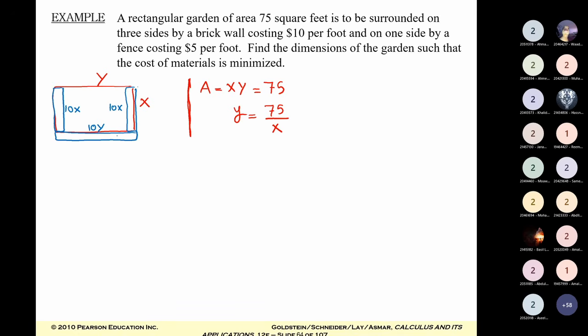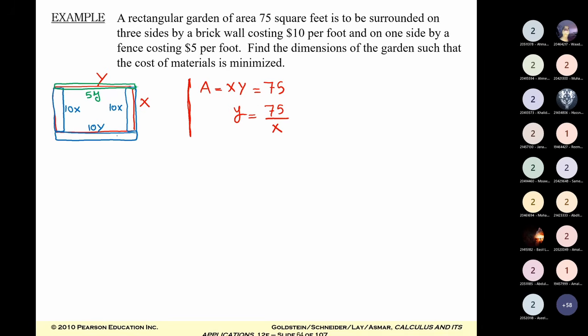But the one side is fenced with $5. So the last one, this one, is fenced at a cost of $5 per foot. So we have cost 5y. This is the third, the fourth wall.